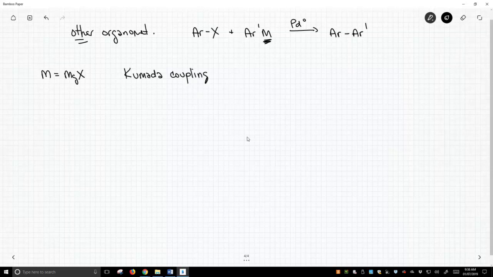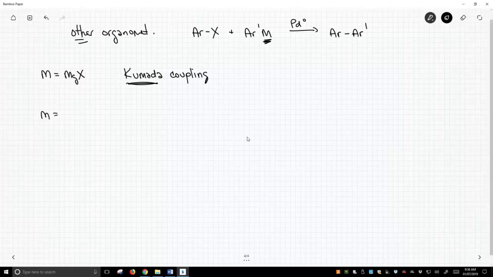Okay, we haven't seen the mechanism. We'll see the mechanism shortly, but that's called the Kumada coupling. As it turns out, there are other variations of these couplings. They're not all Kumada couplings, so let's see some of the other ones. And the way they differ in terms of the coupling is what the identity of the metal is.